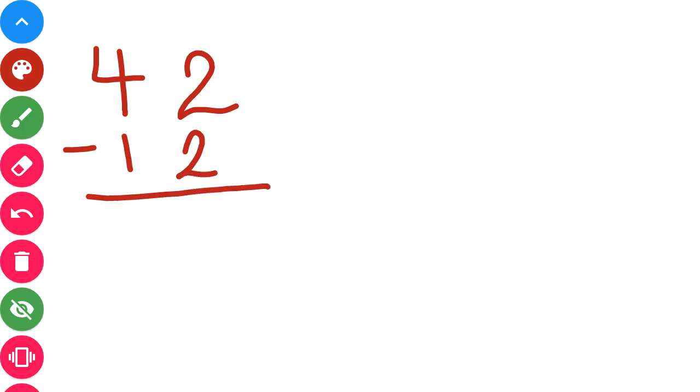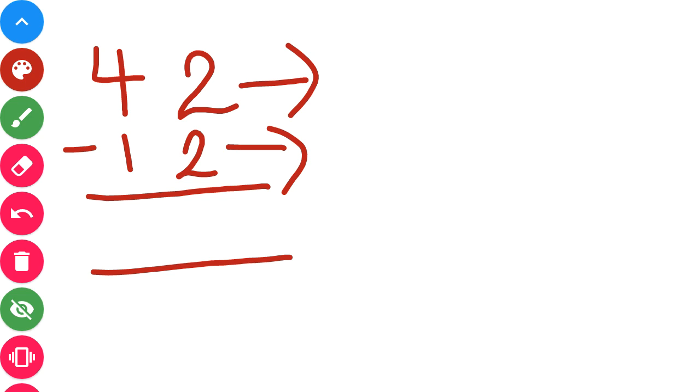See, suppose I have to find the difference of 42 and 12. What I will do is round it off to nearest tens. 42, we will see 2. 2 is smaller than 5, so this 2 will become 0 and 4 will be 4.